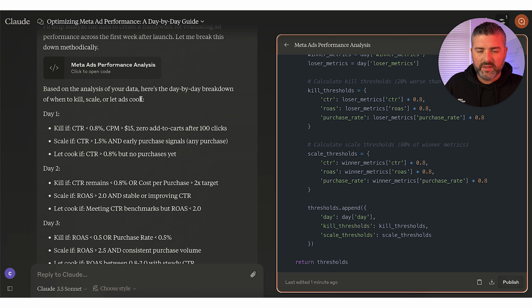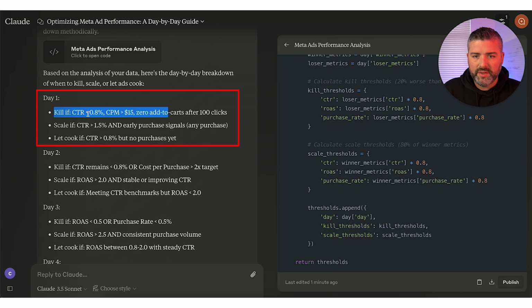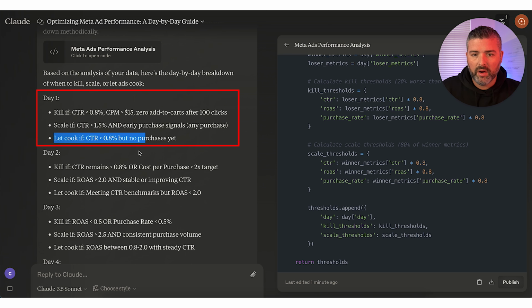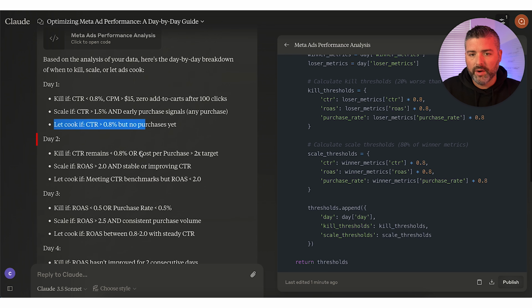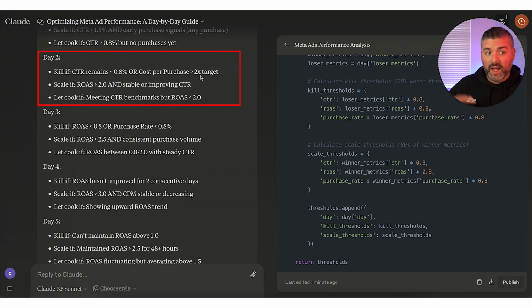Based on the analysis of your data, here's the day-by-day breakdown of when to kill, scale, or let the ads cook. Day one, if we launch ads, the CTR is less than 0.8% and the CPM is greater than $15, zero add to carts after 100 clicks, just kill it. Scale, if the CTR is greater than 1.5 and early purchase signals, any purchases, start scaling. Let it cook if the CTR is 0.8% or greater, but no purchases yet. Kill. CTR remains less than 0.8 or cost per purchase is 2x the target, meaning we have our cost per acquisition target. If it's 2 times that, kill it.